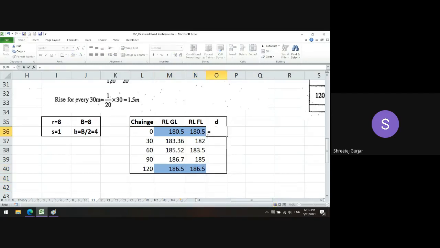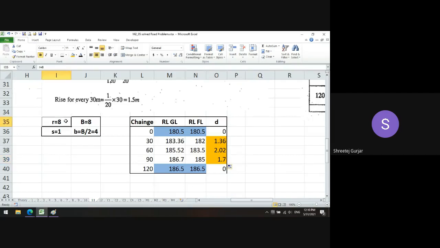Now calculation of depth: formation level minus ground level. So it is 0 at your end changes, and we have got some values. Since these values are negative, meaning these values are undercutting. Okay, so what I'll do is I'll just make them positive so that it will not cause us problems when we solve later. I have made them positive.